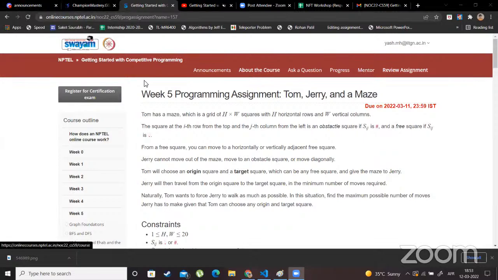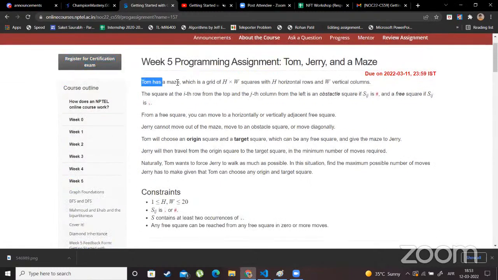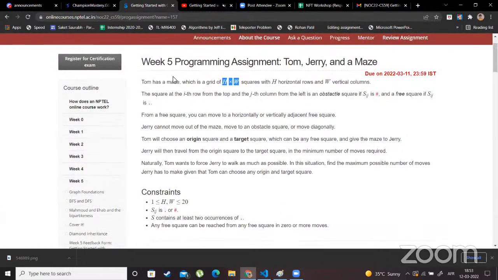So in week 5, we had this question, Tom, Jerry, and a maze. In this question, we have a maze which is a grid with dimension h times w, with h rows and w columns. In this grid, each cell is denoted by either a hash symbol or a dot symbol. A dot indicates that the square is a free square, and a hash symbol implies that there is an obstacle.